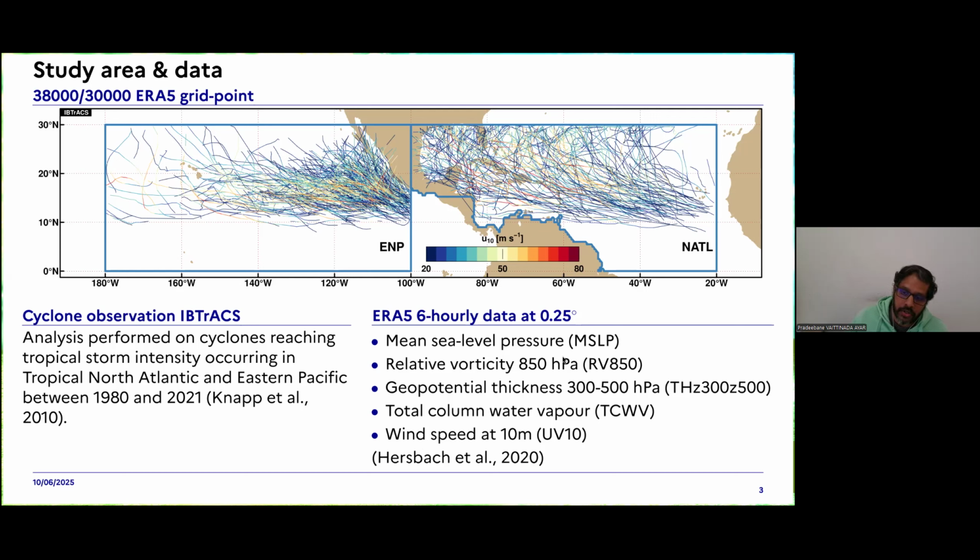The mean sea level pressure is the eye of the cyclone, the position. The wind speed is the intensity of the cyclone. The relative vorticity is the vortex of the cyclone.